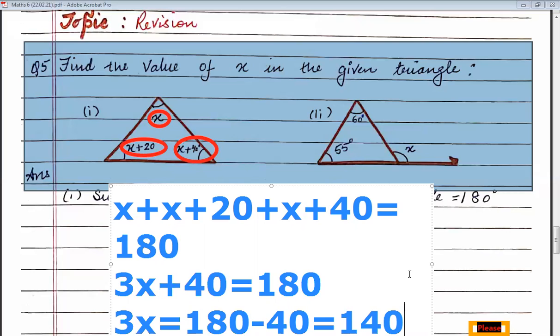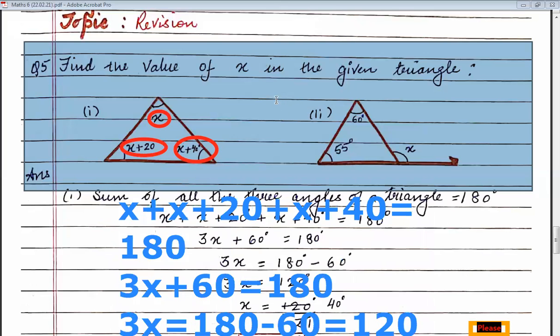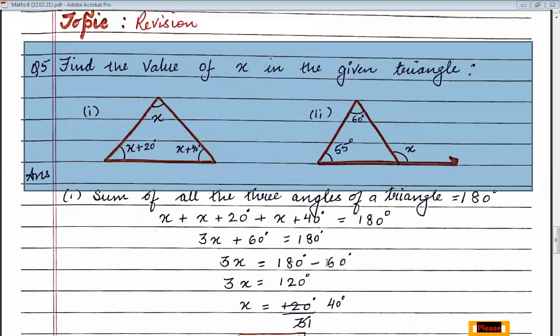So now children, you got 140, and then here you have to do 40 plus 20, which is 60. Here you have to do 180 minus 60, which will give you 120. Okay, so 3x is equal to 120 and x will be equal to 120 divided by 3. After cancellation, that will be 40 degree. So what is the value of x in the first part? 40 degree. Now let's have a look at the second part.